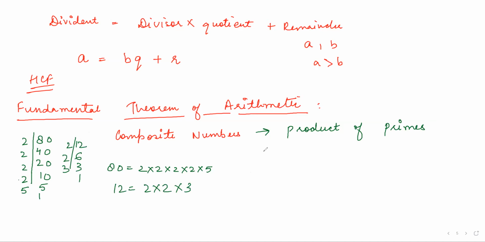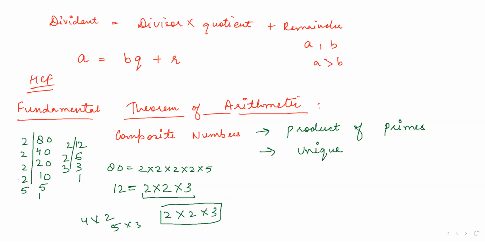Okay. Second, it says that this prime factorization is unique. Unique means 12 will always have only these three factors, right? So whenever you want to prime factorize 12, you'll always get 2 times 2 and 1 3. You will not get something else. You can never get 4 into something. No. You cannot get 5 into something. No. You will always get 2 into 2 into 3. This is the unique prime factorization of 12. Understood? There is no other answer.